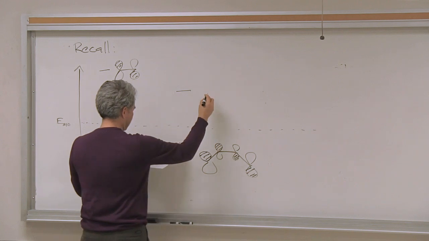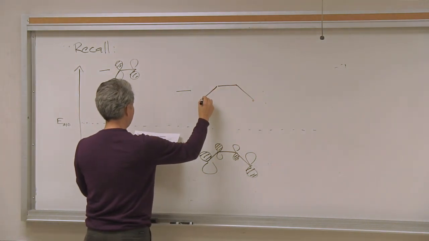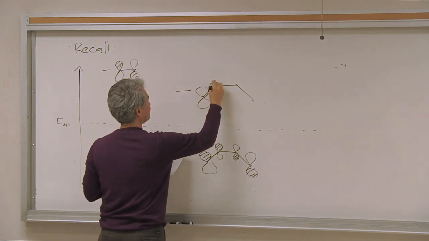So now when I draw out the LUMO, in other words, if you were to add a nucleophile to this, where would that go?